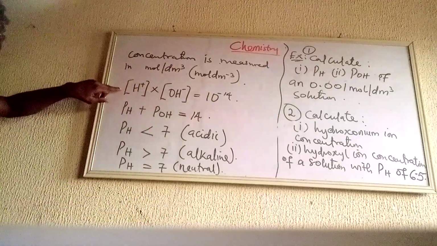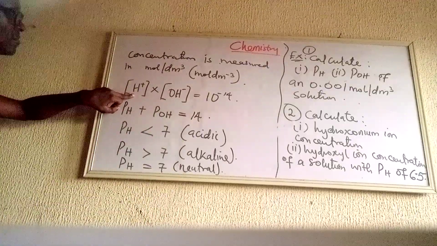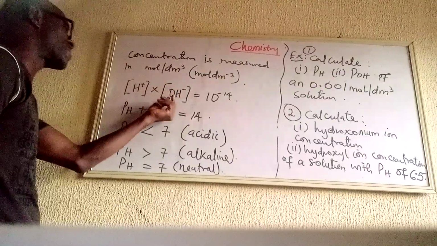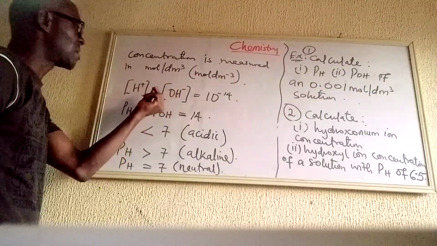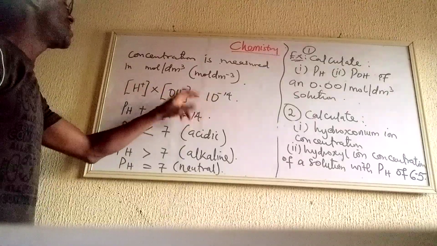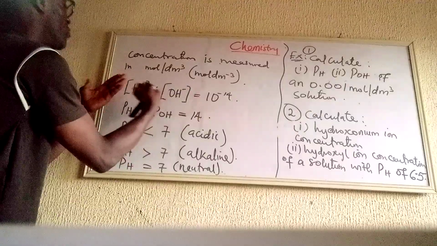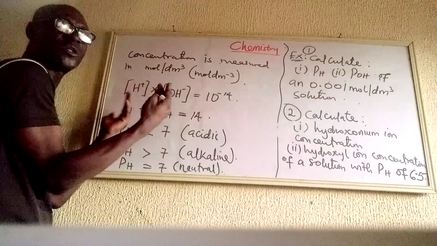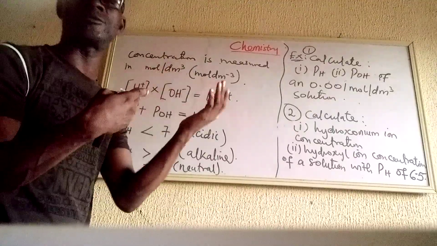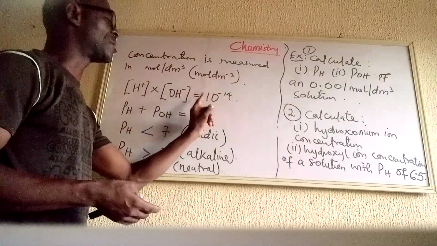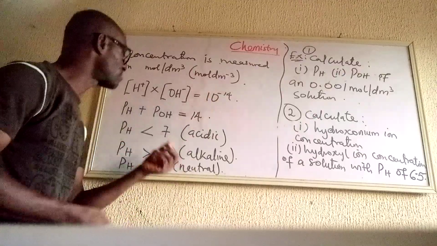If you say this is the hydrogen ion concentration multiplied by the hydroxyl ion concentration, and the result will be 10 raised to the power minus 14. So when we have the product of the concentrations of hydrogen ion and hydroxyl ion, the result is always 10 raised to the power minus 14.